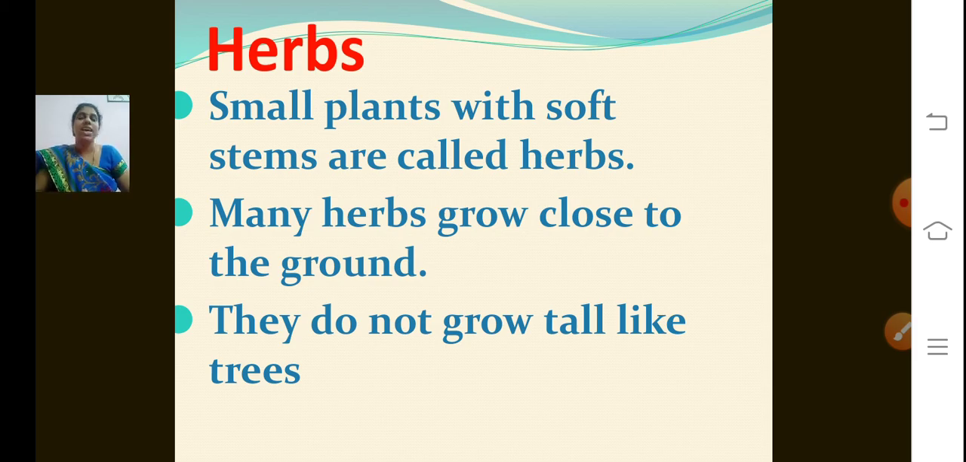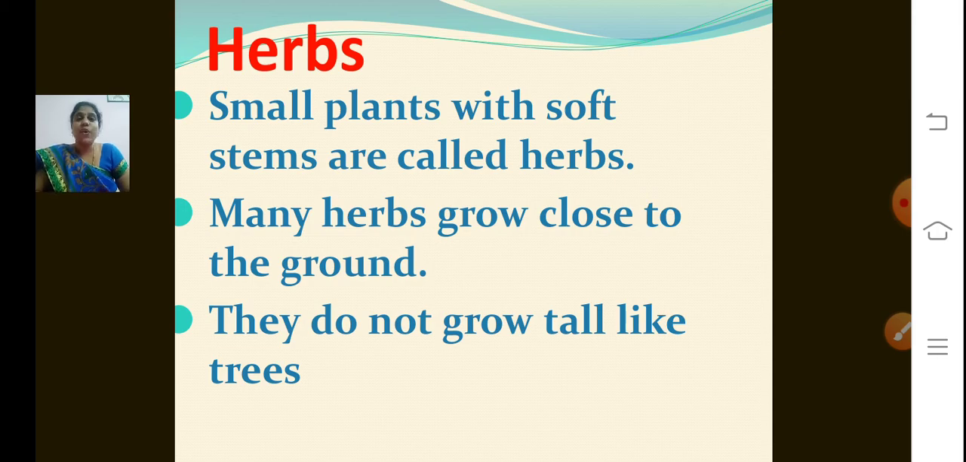What do we call it? That is also a small plant, only the stems will be very soft. So if the stems are very soft, what do we call it? Herbs. Small plants with soft stems are called herbs.